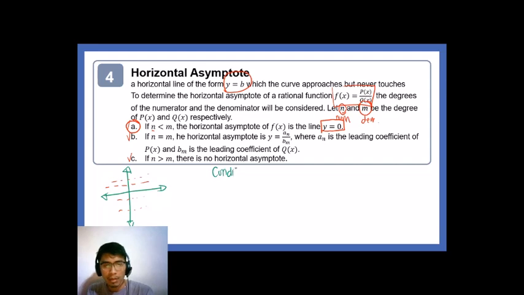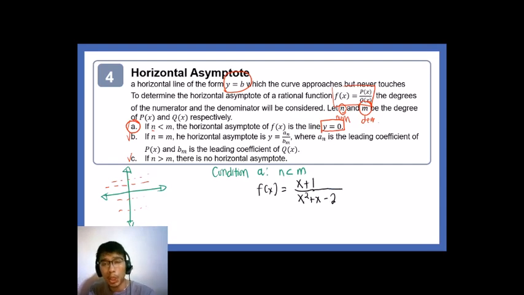Condition A. Okay, for condition A, n is less than m, or the n here, the degree of your numerator, is less than the degree of your denominator. So let me show you here an example. I have f of x is equal to x plus 1 all over x squared plus x minus 2. Okay, so that is my rational function.